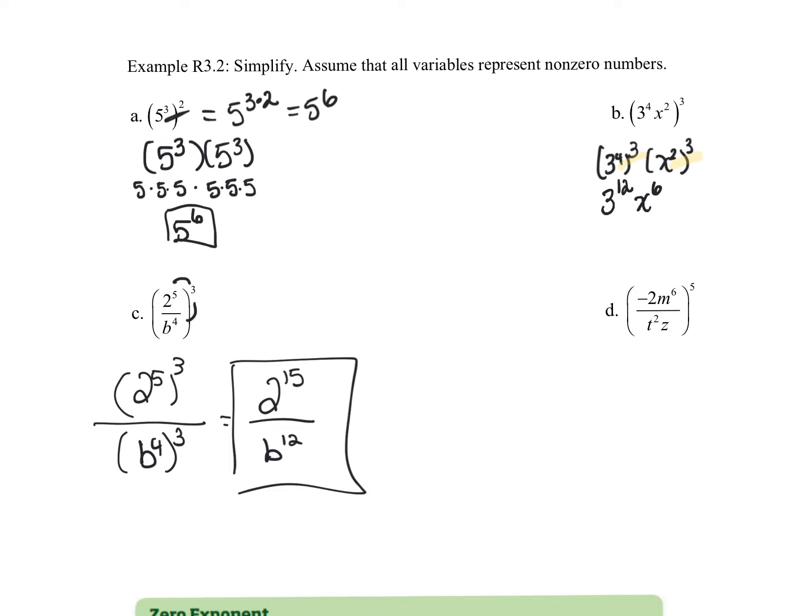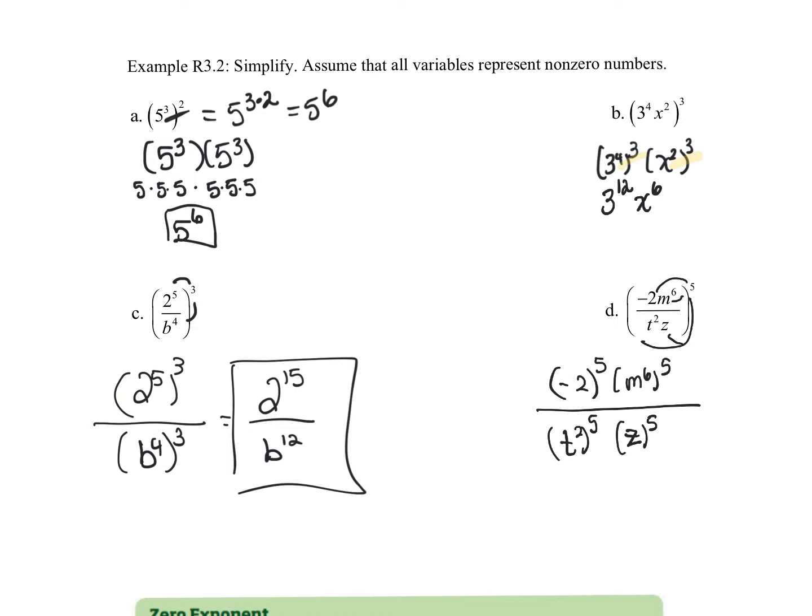Okay, D might be the trickiest of them all. So everyone in here gets this 5th power. So -2, parentheses around it, to the 5th. M to the 6th to the 5th. On the bottom, t squared to the 5th, z to the 5th.